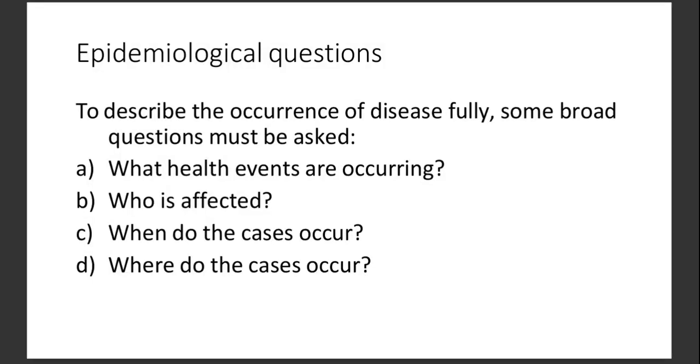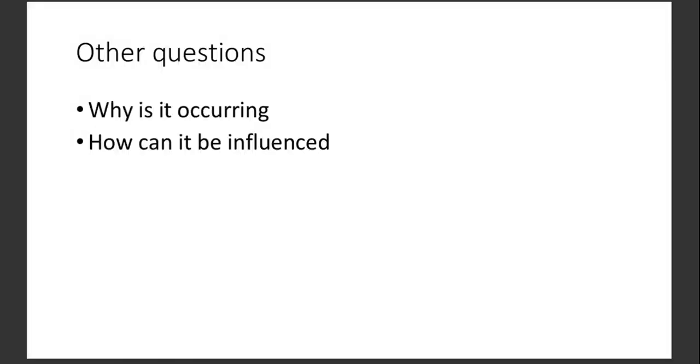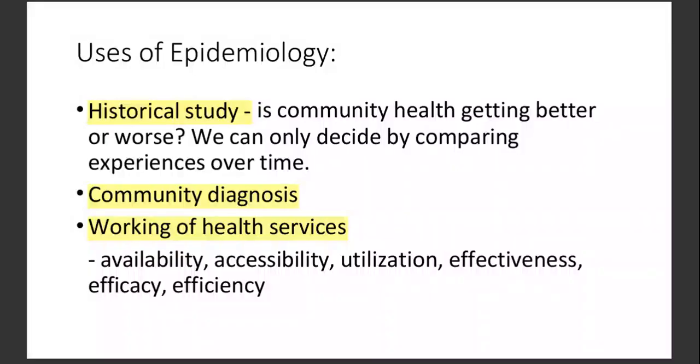Okay. So there are some questions that you ask yourself, epidemiological questions. For example, to describe the occurrence of a disease fully, you can ask: what health events are occurring? Who is affected? When do the cases occur? Where do the cases occur? This is to describe the occurrence. Other questions are: why is this condition occurring, and how can it be influenced? Okay.